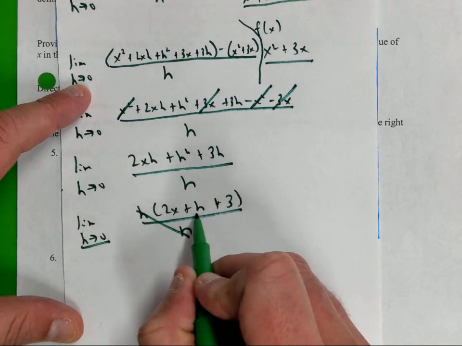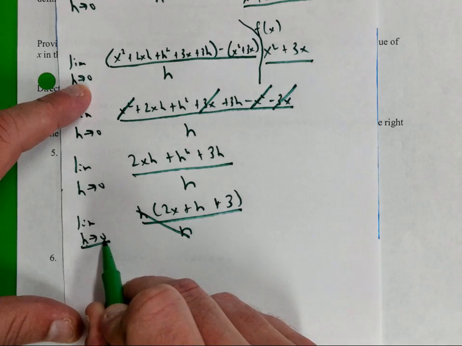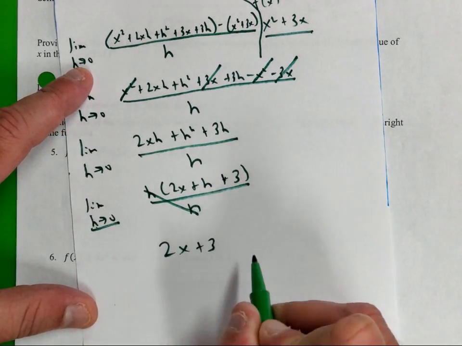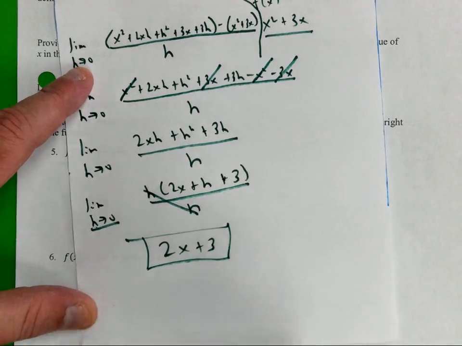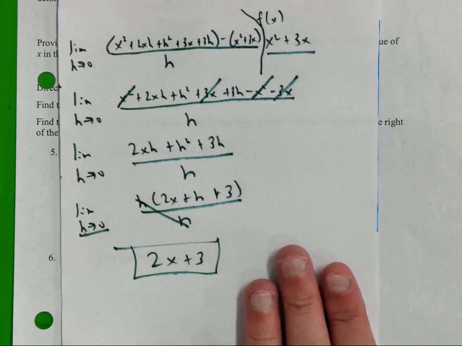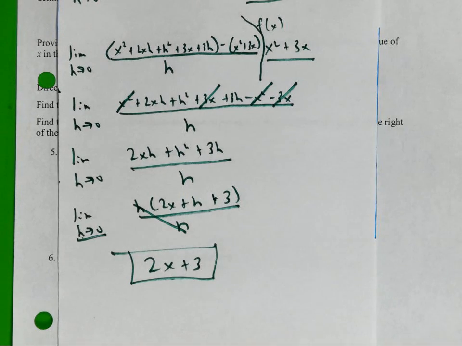You said, Mr. Harris, how do I know which one to plug in? It's h approaches 0, so you plug 0 in for h. So you're just left with 2x plus 3. That is your derivative. You say, okay, Mr. Harris, tell me what that means. That's your derivative. That means that is the equation of your tangent line at any point on that graph. Y equals 2x plus 3.